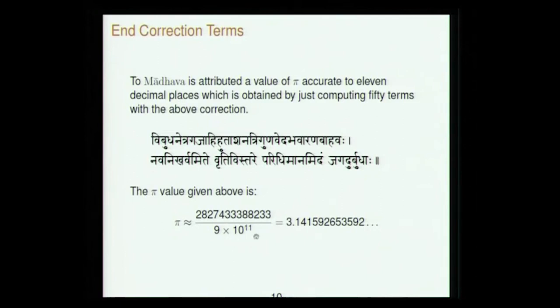9 into nikharva is 10 to the power 11. So a circle with diameter 9 into 10 to the power 11, the following is the circumference. What is it? Vibhudha. Vibhudha is the number of devas, 33.